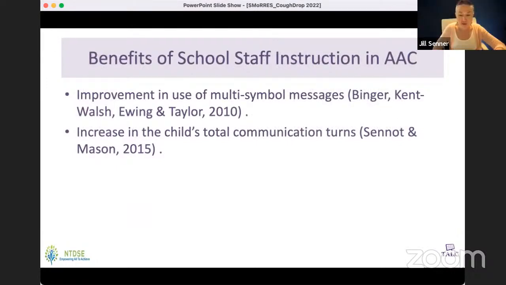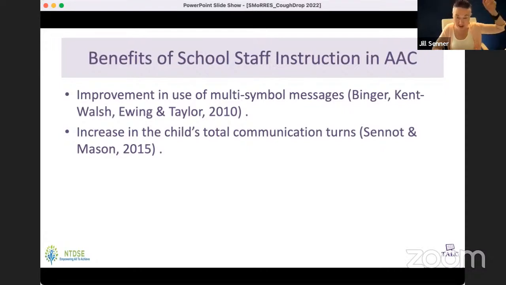So the research tells us that there are benefits to communication partner instruction. These are just a couple of studies, not including ours, that have showed that there are benefits. So Binger et al. 2010 have shown that students improve multi-symbol messages. Senner and Mason in 2015 found that the child increased their total communication turns.